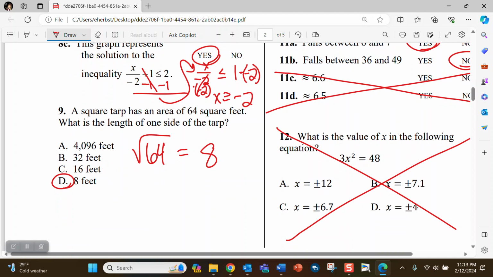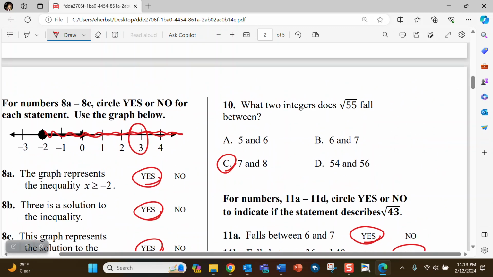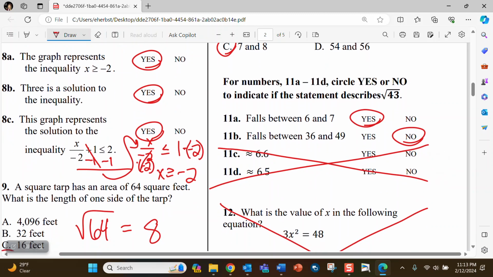Number 9 says a square tarp has an area of 64 square feet. What is the length of one side of the tarp? So we just take the square root of 64. We're given the area of a square, and we can find its side length by taking the square root of the area. So the square root of 64 is 8. Moving over to 10, the two integers that the square root of 55 falls between are 7 and 8. 7 squared is 49, and 8 squared is 64.